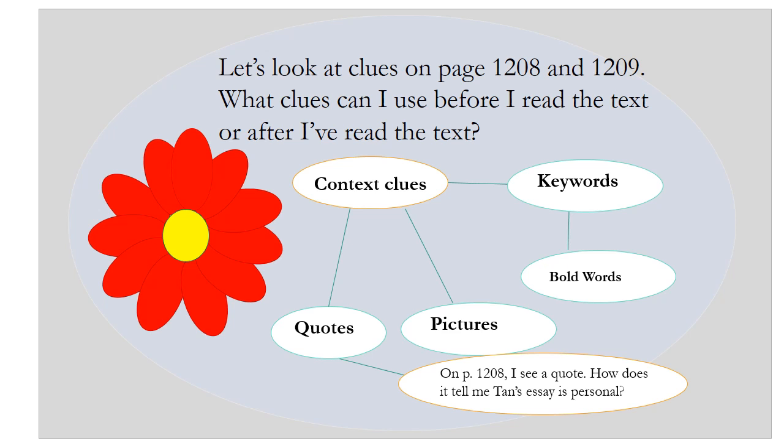So on page 1209 and 1208, we can see these context clues without reading the text that the essay is personal. If you consider writing about your family, do you think it is personal or that the essay is trying to persuade someone? In this case, Tan is telling a personal story.